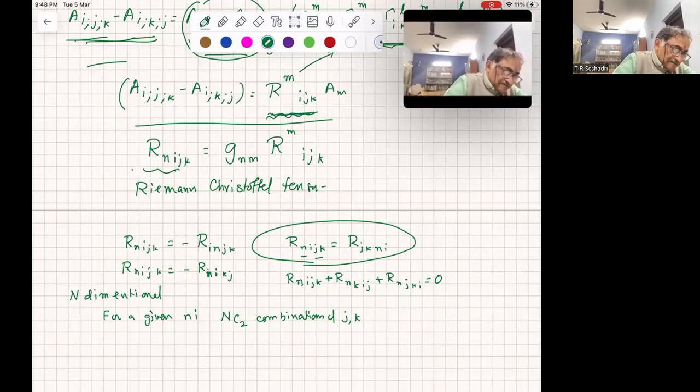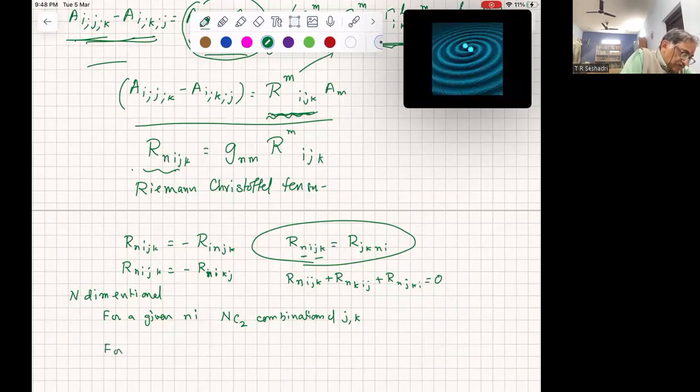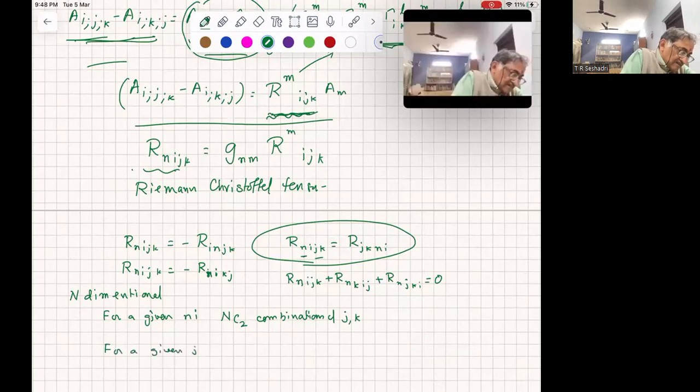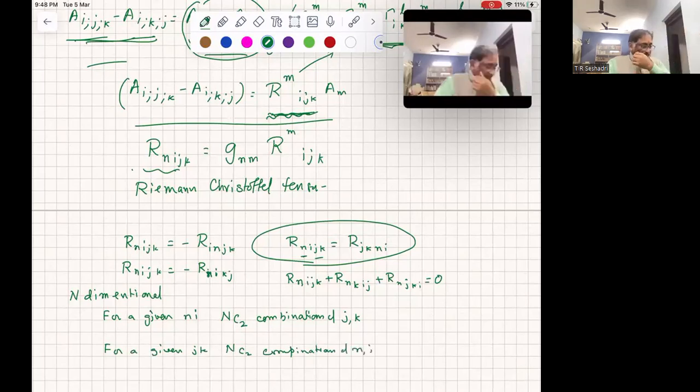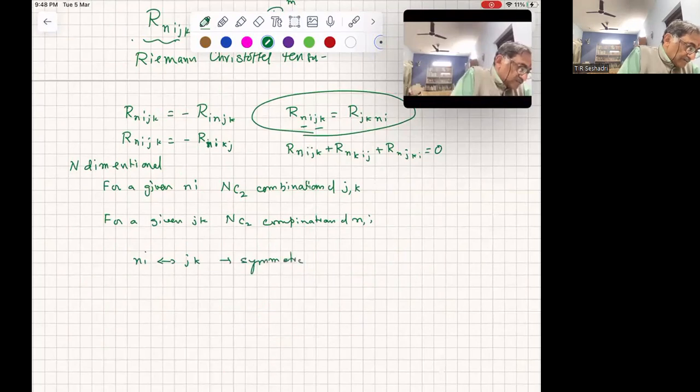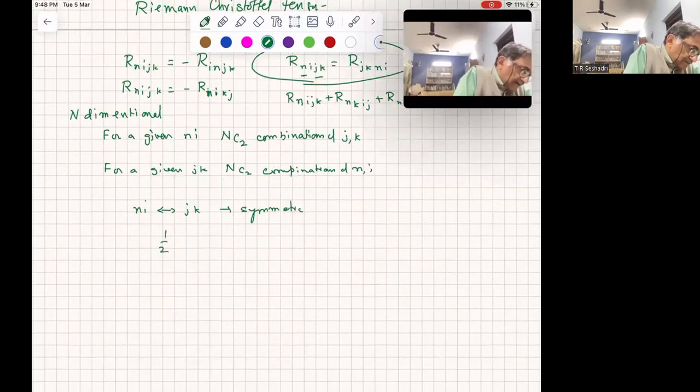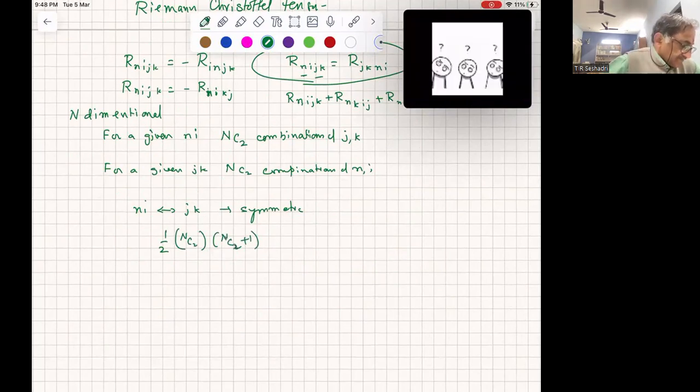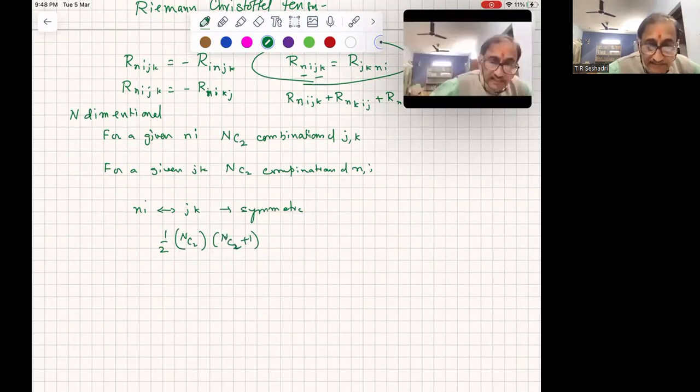Is it okay? Yes. Okay. Similarly, for a given jk, there are NC2 combinations of ni, because again, it's antisymmetric. But ni jk is symmetric. So the number of independent components will be half into NC2 into NC2 plus 1. I mean, n into n plus 1 by 2, that kind of a thing. Okay. So there are these many independent things.